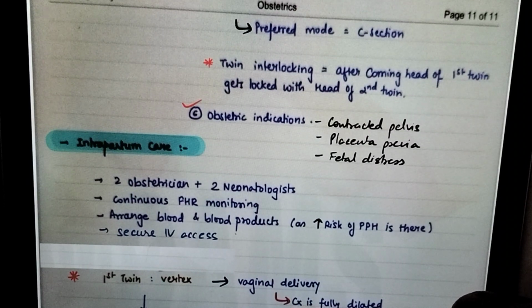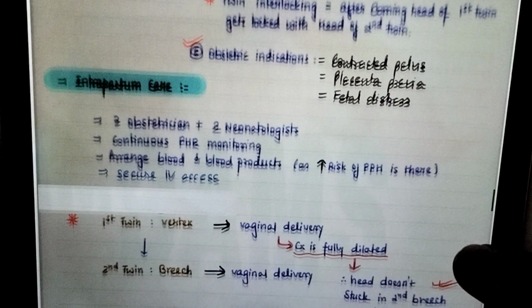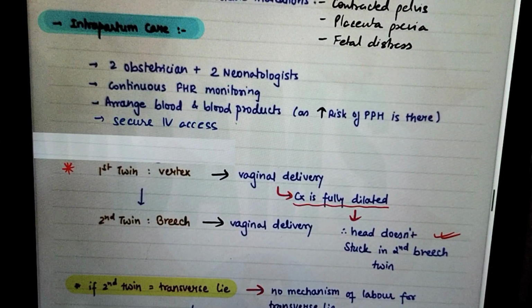Twin interlocking is a term in which, after coming, the head of the first twin gets locked with the head of the second twin. The obstetric indications of caesarean section are contracted pelvis, placenta previa, and fetal distress. What will be the intrapartum care? 2 obstetricians and 2 neonatologists should be present. Continuous fetal heart rate monitoring should be done. We should arrange blood and blood products as there is increased risk of PPH. We should secure IV access.